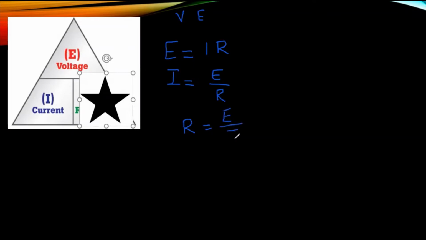You can see from this simple triangle, we were able to get all the three formulas. This method is just to remember the basic, the main formula, which is R is equal to V by I or E by I. E and V are the same, as I told you. This is a basic formula.